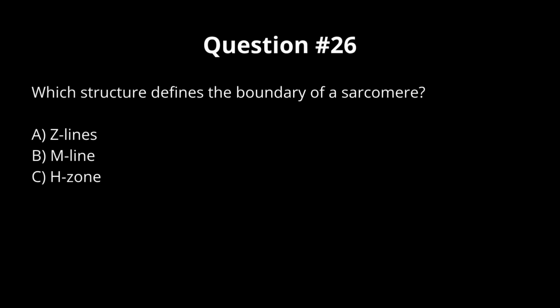Question number 26. Which structure defines the boundary of a sarcomere? A. Z lines. B. M line. C. H zone. The correct answer is A. Sarcomeres are defined as the region between two Z lines.